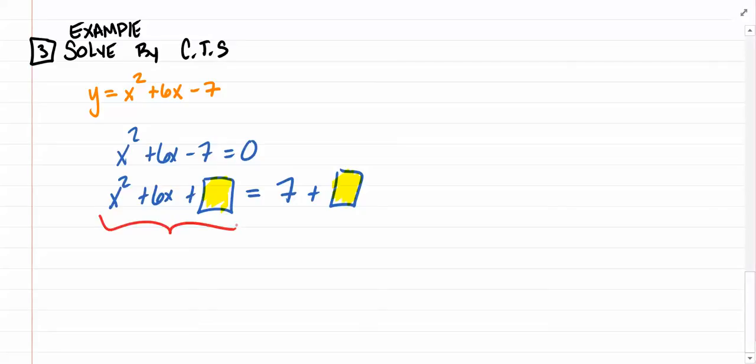Okay, so how do I get this number? Well, it's always half of the b value squared. So half of 6 is the number 3. 3 squared is the number 9. So number 9 goes here. So if I'm going to add 9 to the left, then I have to add 9 to the right. Now this is a perfect square trinomial, and it will factor to x plus 3 quantity squared is now equal to 7 plus 9, which is the number 16.